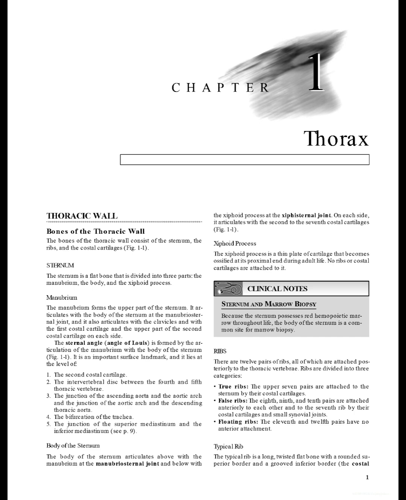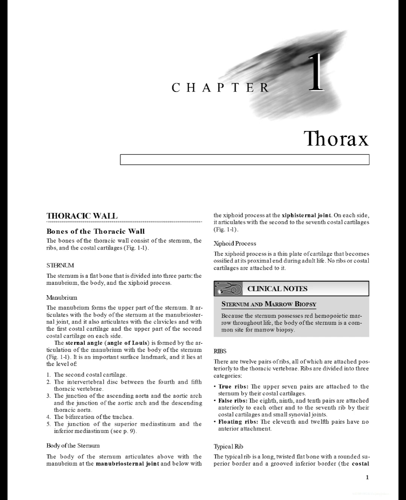One, manubrium. It articulates with the clavicles (collarbones), the first and second costal cartilages, and the body of the sternum at the manubriosternal joint. Sternal angle of Louis, an important anatomical landmark, is located where the manubrium meets the body of the sternum.